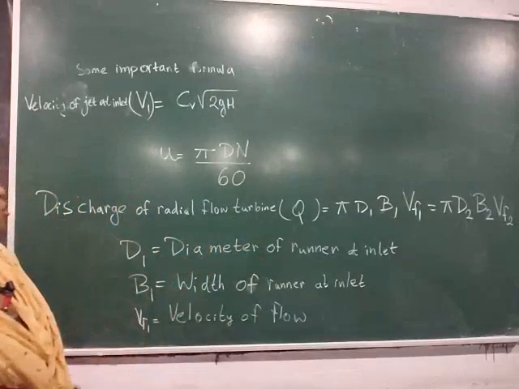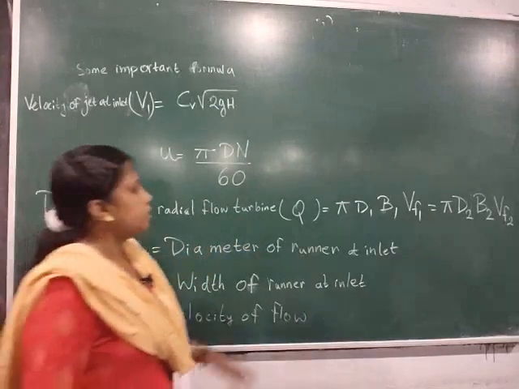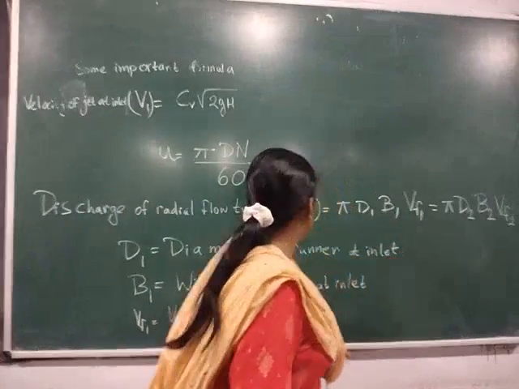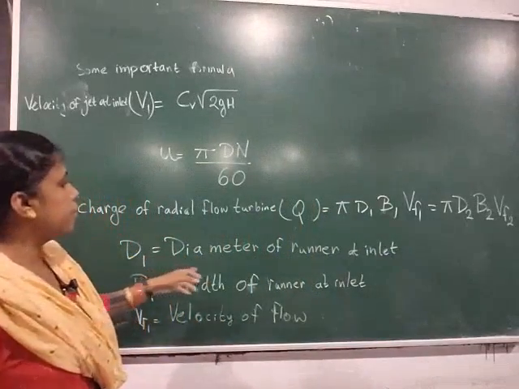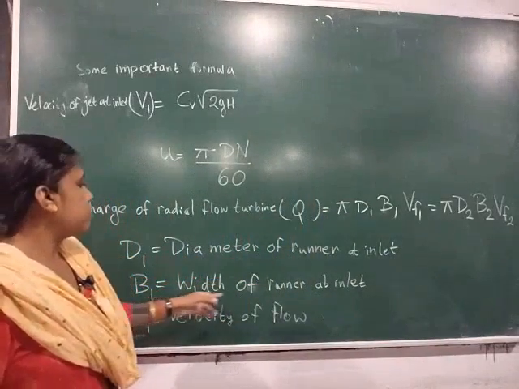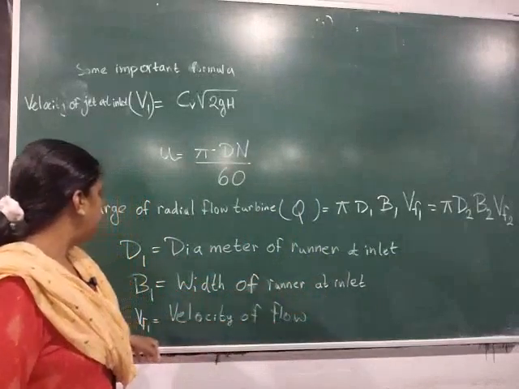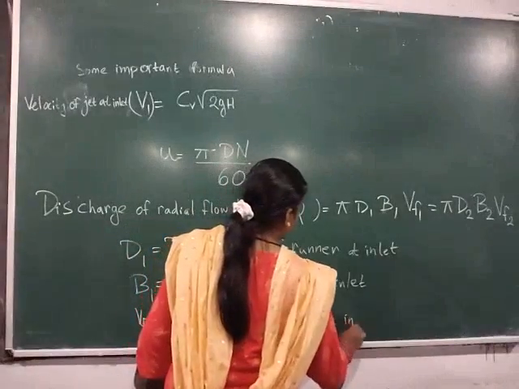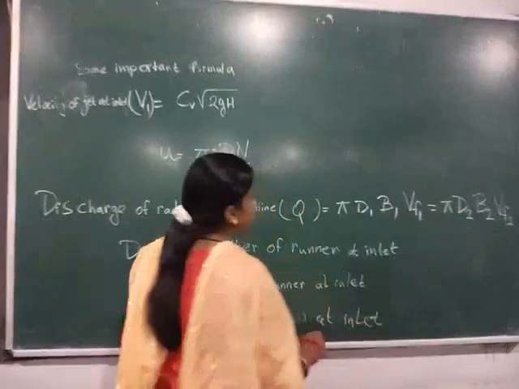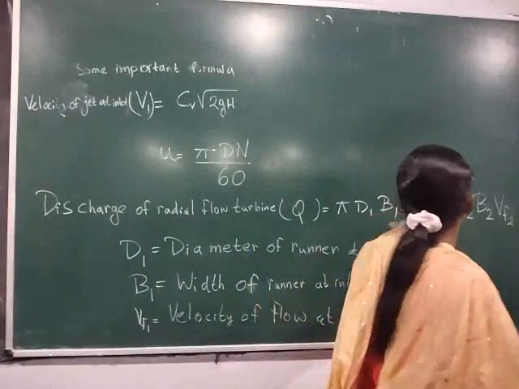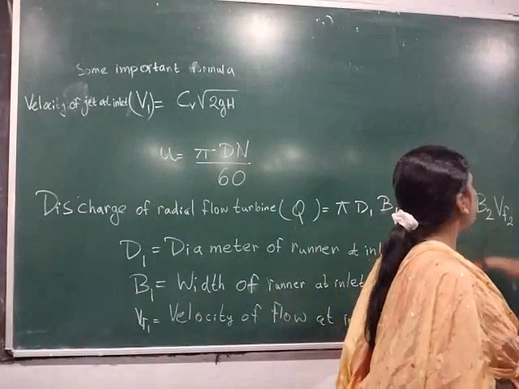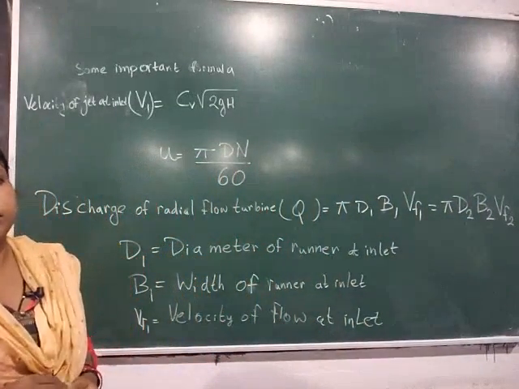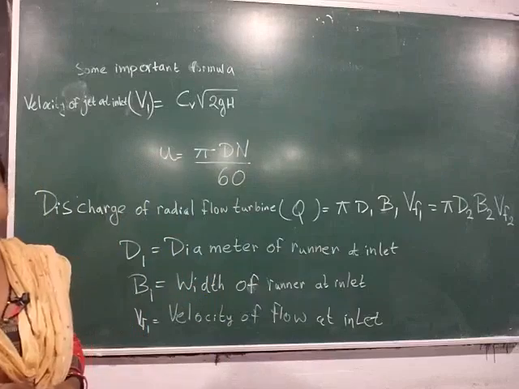Next, discharge of a radial flow turbine. So discharge Q for a radial flow turbine is nothing but pi D1 B1 into Vf1, where D1 is the diameter of the runner at inlet, B1 is the width of the runner at inlet, and Vf1 is the velocity of flow at inlet. That can be equal to pi D2 B2 into Vf2, where D2, B2 and Vf2 are the corresponding values at the outlet triangle.